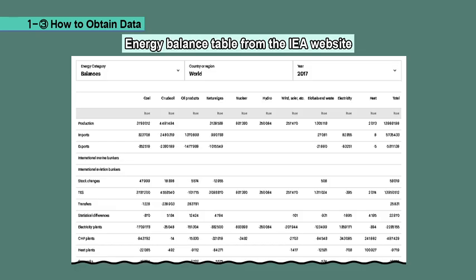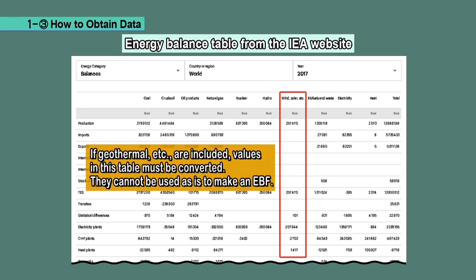This is the IEA website, where you can find the energy balance tables. Clicking allows you to change the country and year. Here, you can see data by energy source. Of the many categories, the wind, solar, etc. category is a bit tricky. Geothermal and others may be included at times. In such cases, you must change the values in this table before use. The data in the table cannot be used as is to make an EBF.